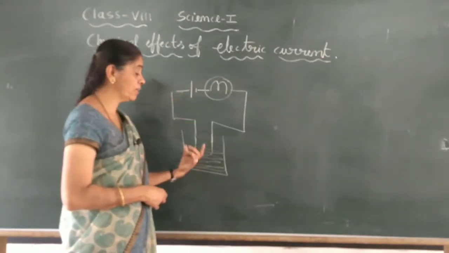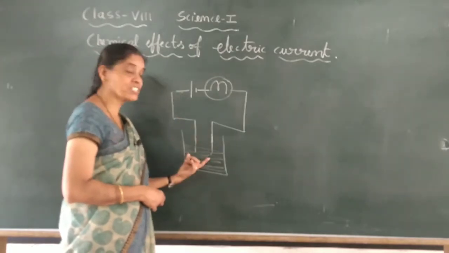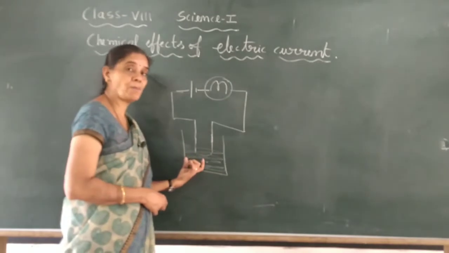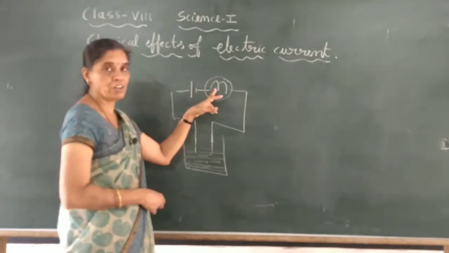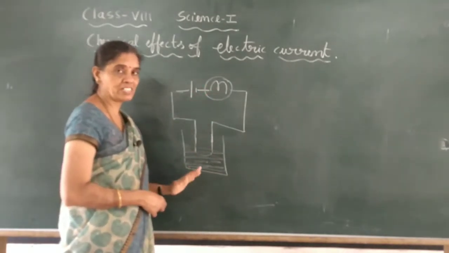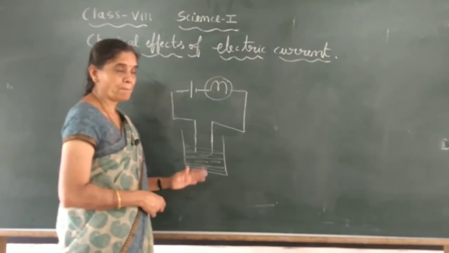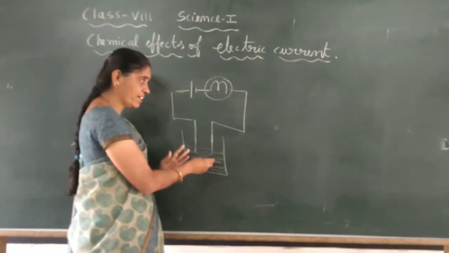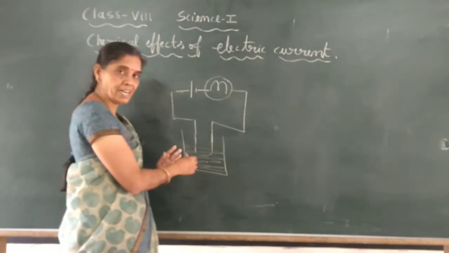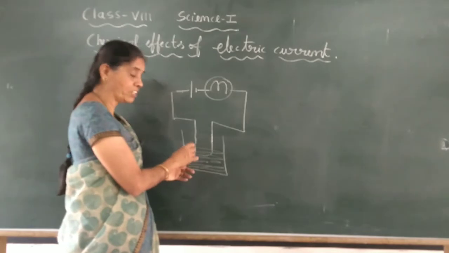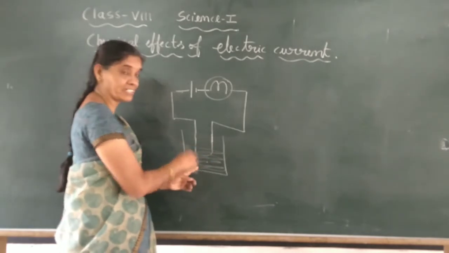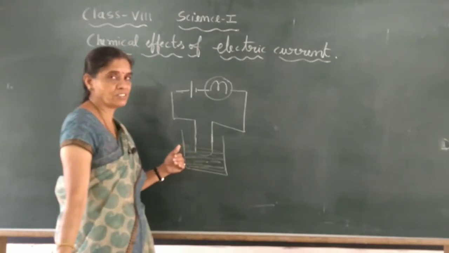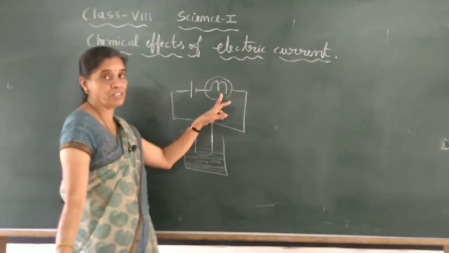But if you take milk here, or kerosene in the place of the liquid, or some oil, the bulb will not glow, indicating they are not good conductors of electricity, right? But with some of the liquids, the conduction will be there, though they are not very good conductors. They may be weak conductors. So in that case the bulb may not glow.